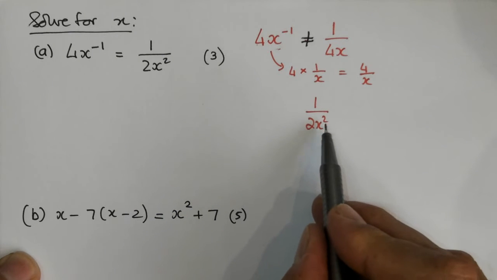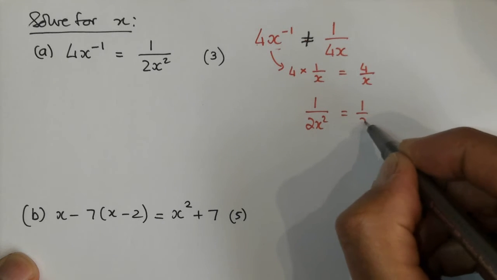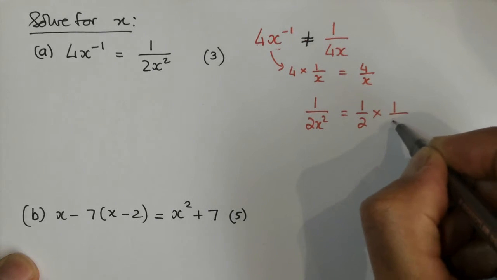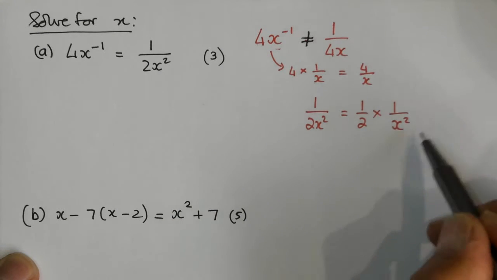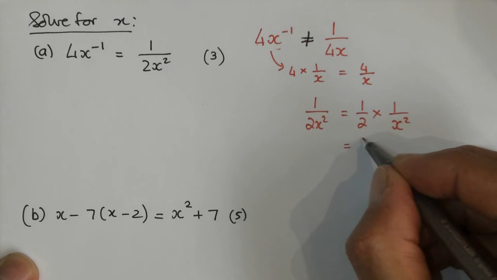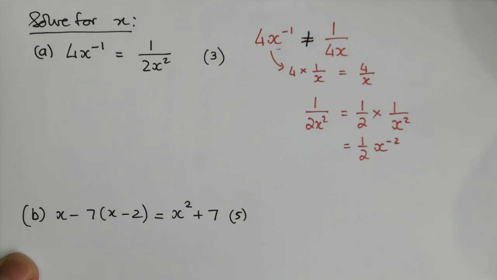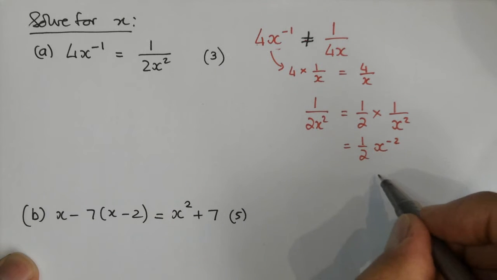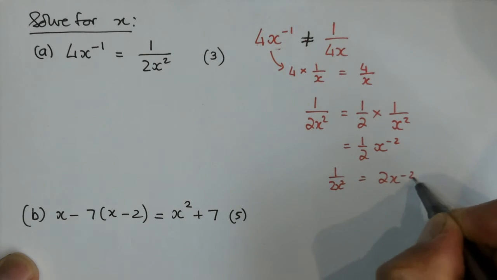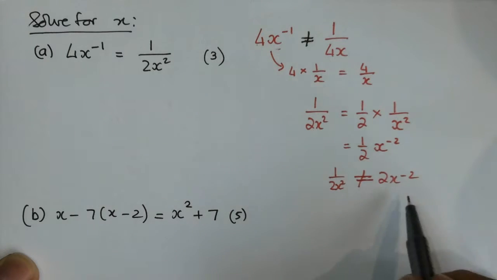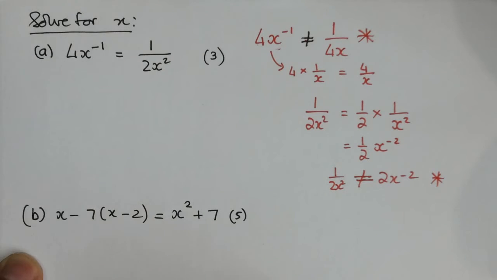The same here, with 1 over 2x squared. The 2 is completely disconnected from the x squared. So this came about by saying that this is a half multiplied by 1 over x squared. This 1 over x squared is what can become negative, but the half remains. The power here, if it goes up, becomes to the power minus 2. Now please don't think that a half x squared is the same as 2x to the minus 2. It is not. These are the two mistakes most made in a problem like this.